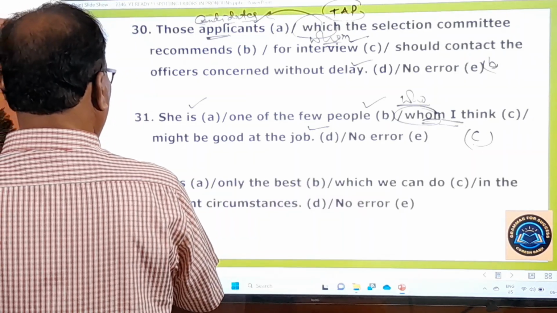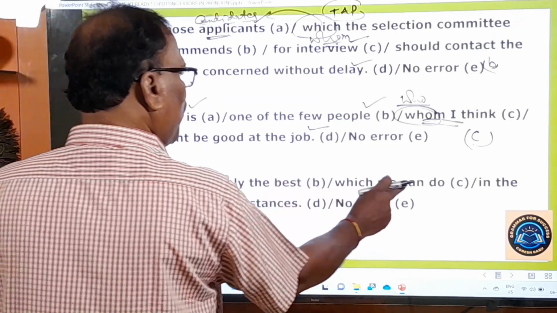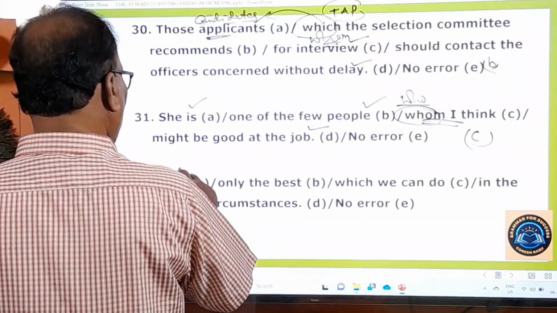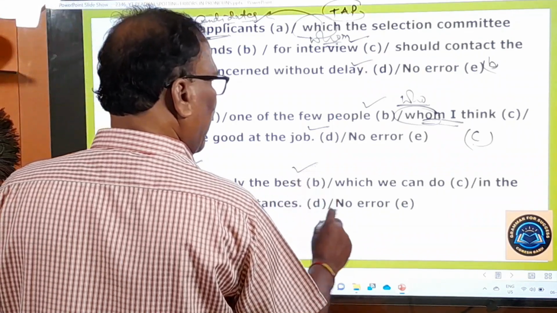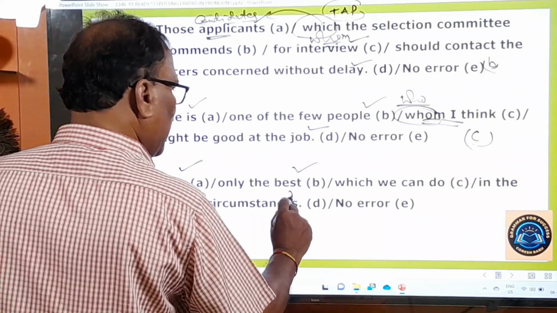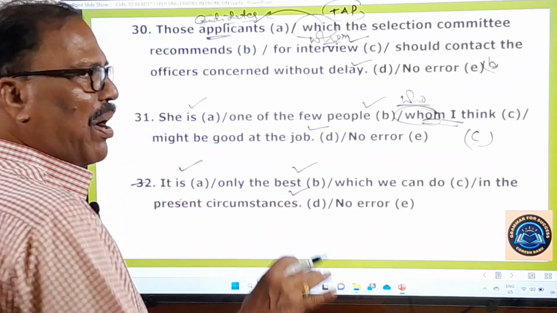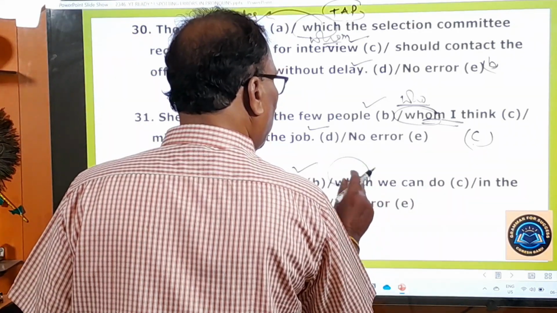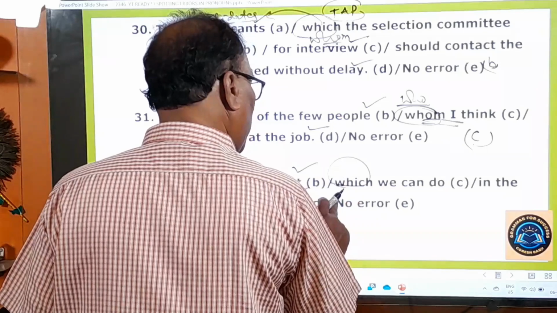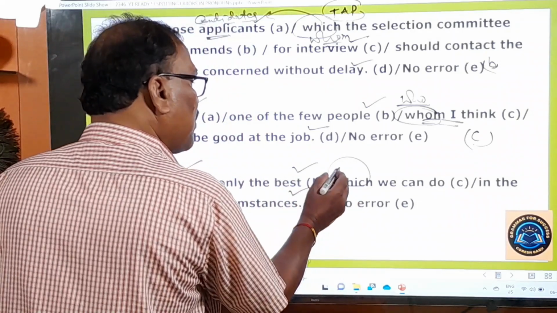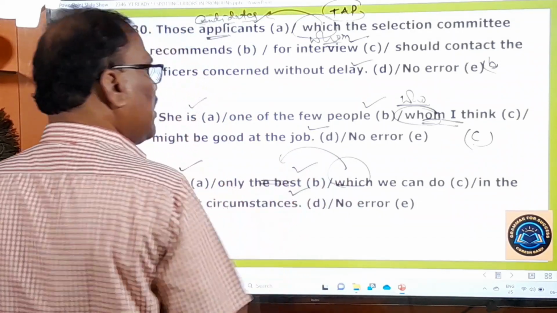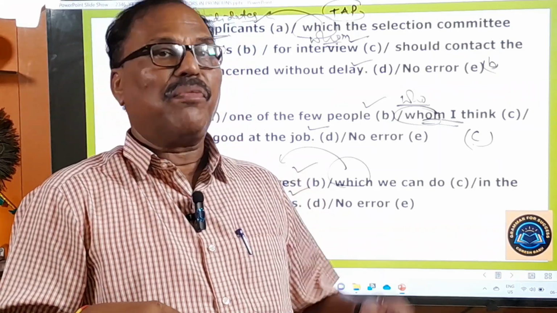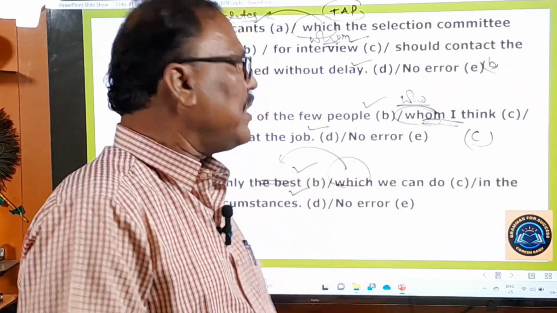32. It is only the best which we can do in the present circumstances. Very interesting, very important. Only the best is okay. In the present circumstances, D is okay. A, B, D, these three parts are absolutely correct. But the C part is wrong. Why? Which, the relative pronoun, is wrongly used here. Because this which should not be used to refer to the superlative. There is a rule: after the superlative degree adjective, which should not be used. You should use only that.